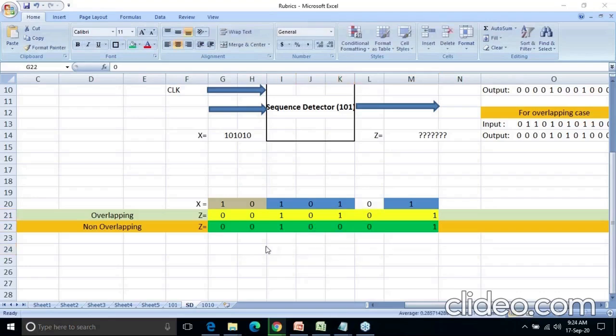Depending upon what you are assuming, that is the state diagram you want to draw. So first you need to write that I am drawing the state diagram for a 101 sequence detector in the form of overlapping, or you can assume non-overlapping. So that thing you need to write at the first. Okay, so hope these things are clear, overlapping and non-overlapping.